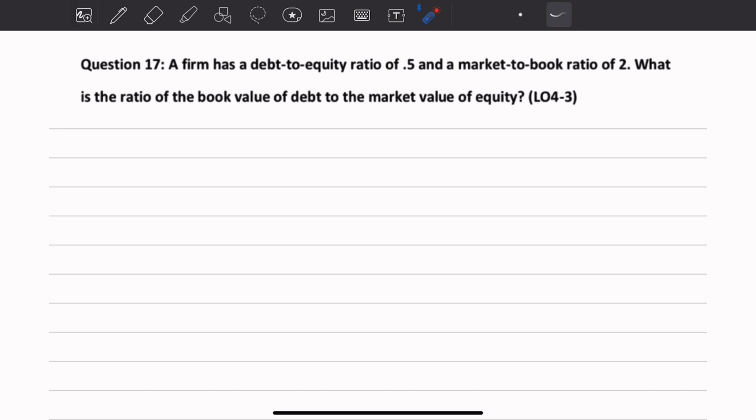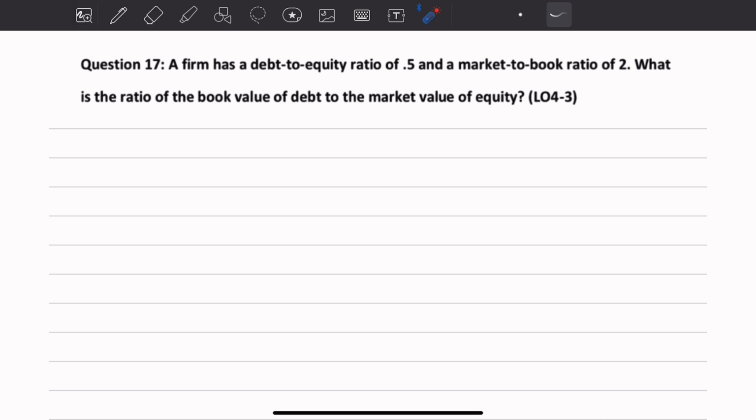In this video we're going to be looking at problem number 17. So let's read it together. It says a firm has a debt to equity ratio of 0.5 and a market to book ratio of 2. What is the ratio of the book value of debt to the market value of equity?